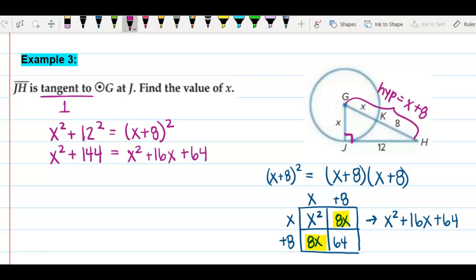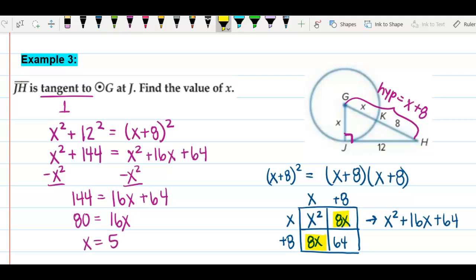So my goal is to get all the x's on one side so that I can solve. So if I subtract x squared from both sides, it actually works out and they cancel on the left. I'm left with 144. They'll actually cancel on the right as well, and I'm left with 16x plus 64. I can subtract 64 from both sides. 144 minus 64 is 80. Divide by 16, and x is 5. Okay, our problem just asked for x, so we are finished.